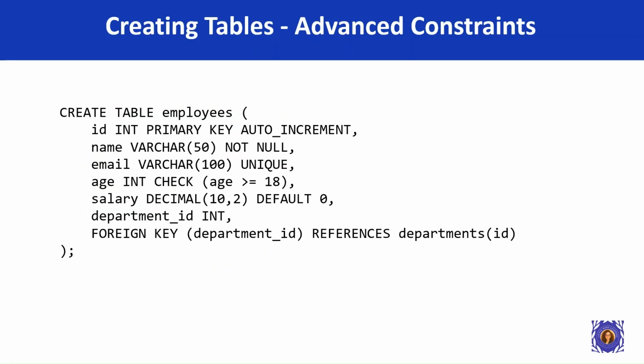Next up is creating tables with advanced constraints. So here if you just want to specify a primary key and just say that it auto increments, then you can specify it when you're creating a table. Like for name, you add the condition that it is not null, email should be unique, age should be greater than or equal to 18, default salary to be 0, and there is a foreign key of department ID with a reference from the table departments where ID is specified.